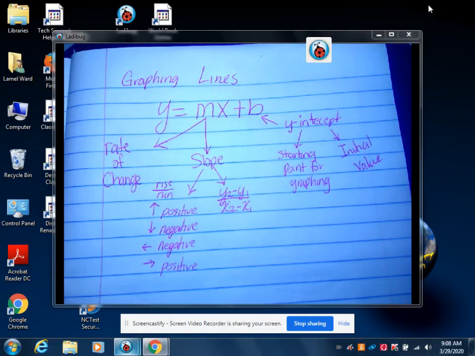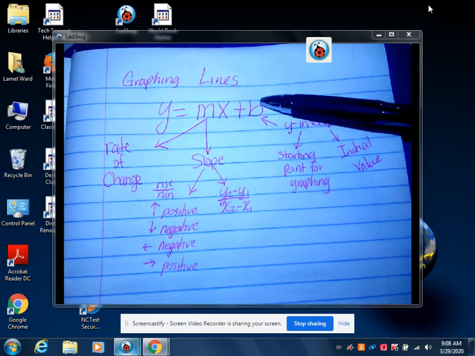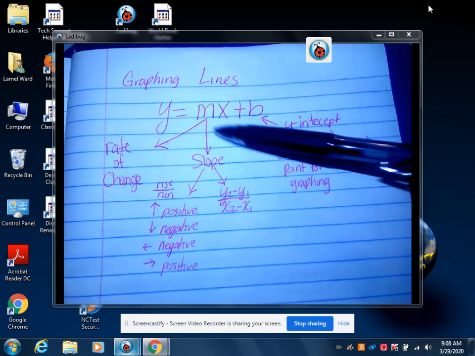All right, so for today's lesson, we're doing writing equations given a graph. But before you can do those equations, you have to understand the slope-intercept formula. The slope-intercept formula is y equals mx plus b, where m is your slope and b is your y-intercept.